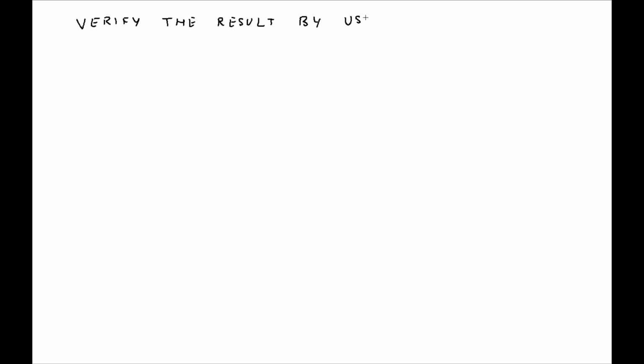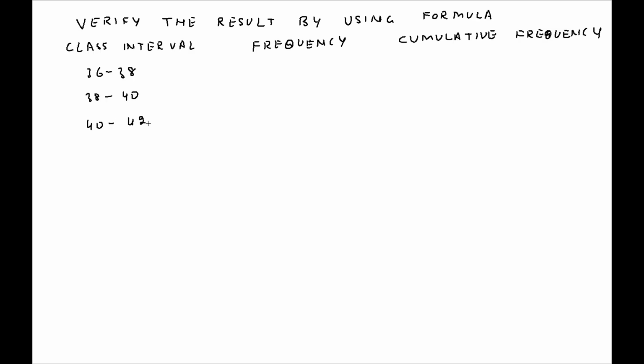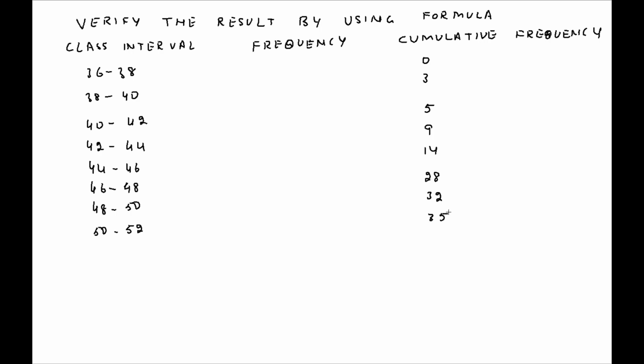For that I'll write class intervals and frequency. Now class intervals 36 to 38, 38 to 40, 40 to 42, 42 to 44, 44 to 46, 46 to 48, 48 to 50, 50 to 52. Now cumulative frequency is given to us 0, 3, 5, 9, 14, 28, 32 and 35. From this cumulative frequency, I'll write frequency.